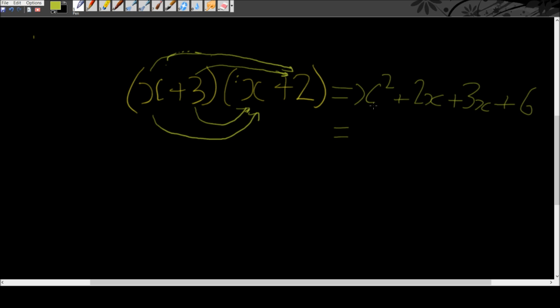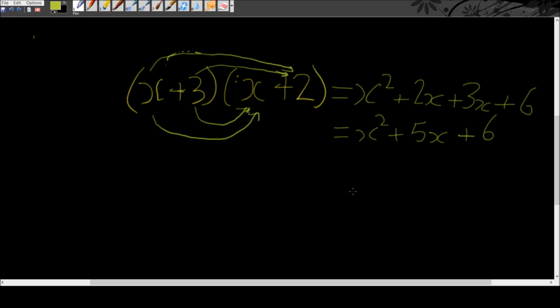We'll simplify it below. So x squared, we've only got 1x squared, so that just stays as that. Now we've got 2x plus 3x. 2x plus 3x is going to give us what? It's going to give us 5x, and then we've just got 6 by itself. Lovely. So expanding this double bracket has given us, simplified, x squared plus 5x plus 6.